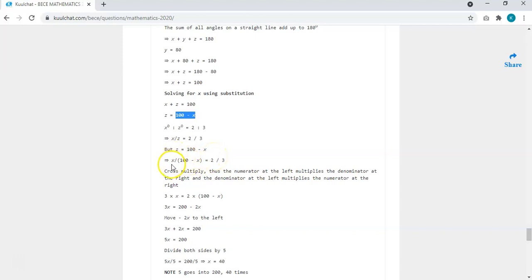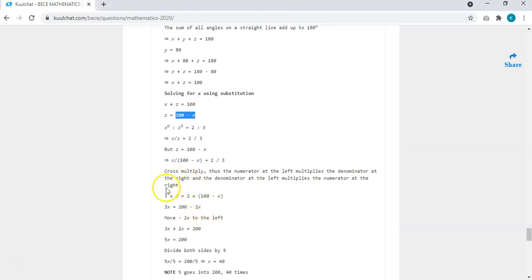Okay, so we have x at the top will multiply the 3. So we have 3 times x. Then we have the 100 minus x at the bottom will multiply the top, which is 2. So we have 3 times x is equal to 2 times 100 minus x. And we simplify. This times this gives us 3x. The distributive property, which we've already considered, says that you distribute this over all of it. So this will multiply each of the terms in the bracket. So you get 2 times 100, which is 200, then 2 times negative x, which is negative 2x.